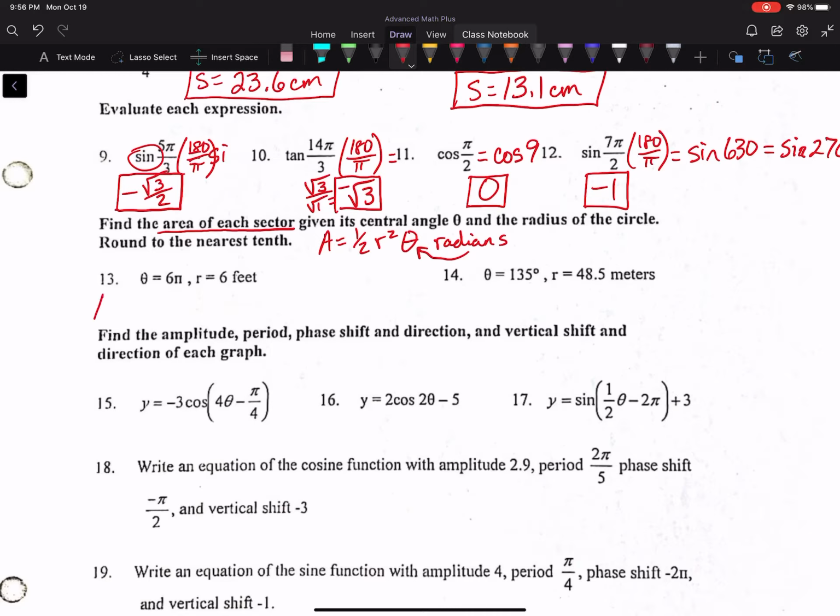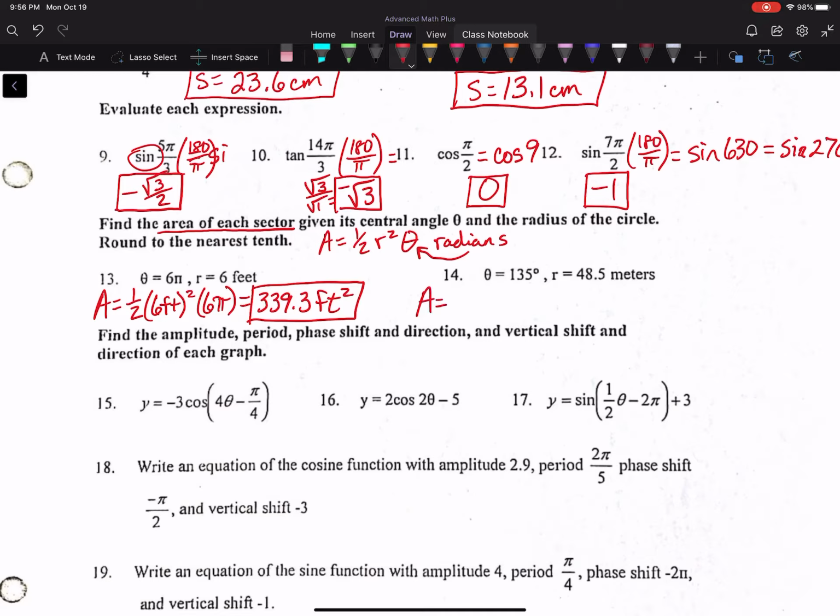So this is all plugging in. 1/2 r is 6 feet squared. 6 pi is in radians. You just stick that in your calculator. You will get 339.292 blah blah blah. Rounded to the tenth would be 0.3 square feet.